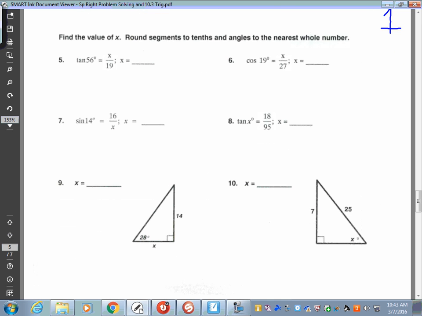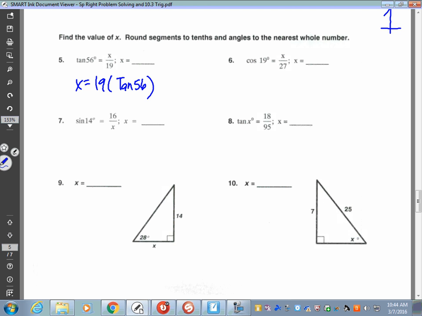Okay, 5 through 8. Let me just break it down. They've already written the ratio in the equation for you. They want you to determine what operation you have to do to solve it. So on number 5, pay attention to where the variable is. How do we solve if it's on the top? You multiply. So x is equal to 19 times tangent 56, because x was on the top.